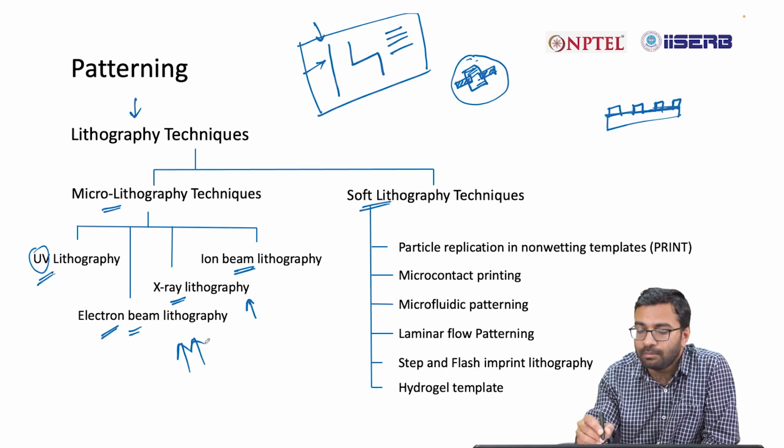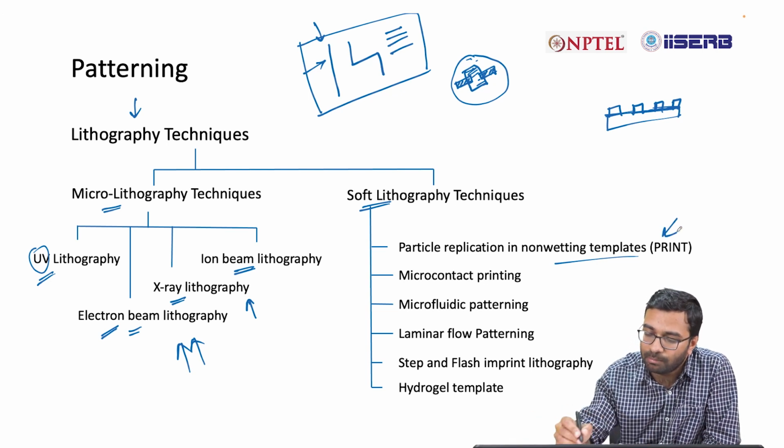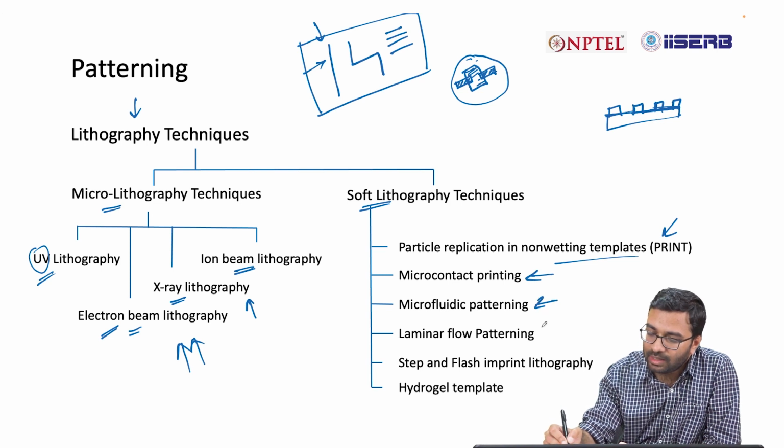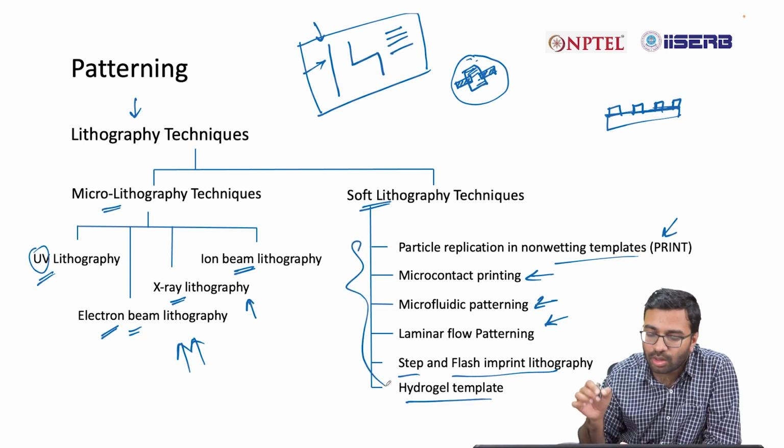So for example, particle replication in non-wetting templates, we call it PRINT. This is a soft lithography technique. Then you have micro contact printing, we have microfluidic patterning, we have laminar flow patterning, then there is step and flash imprint lithography, then we have hydrogel templates.